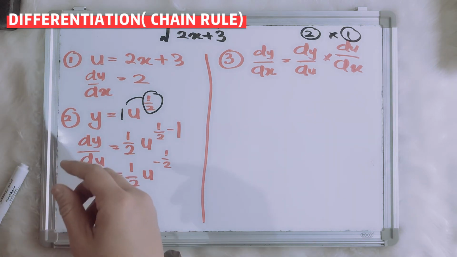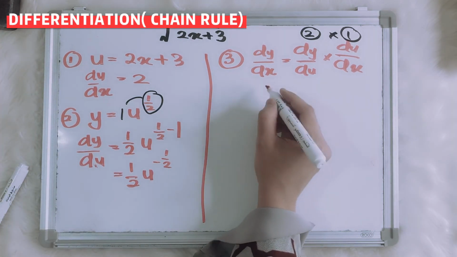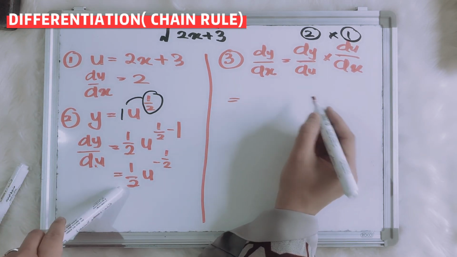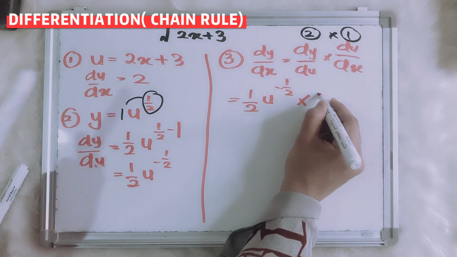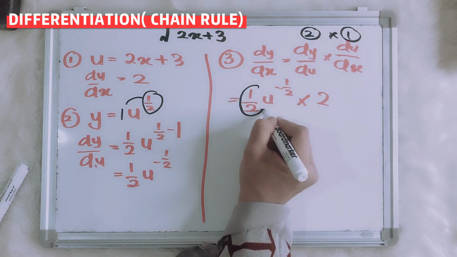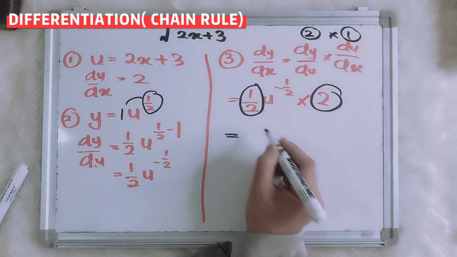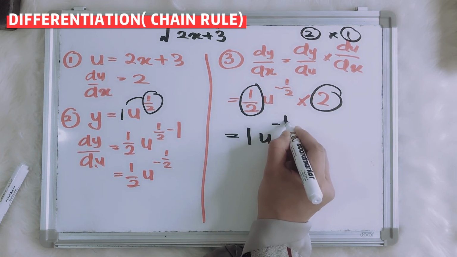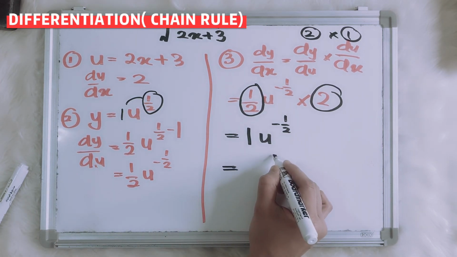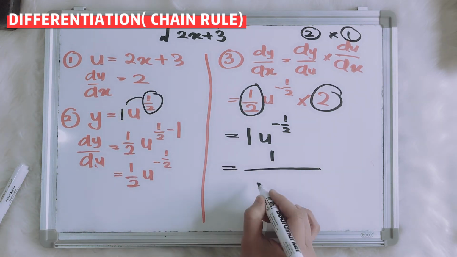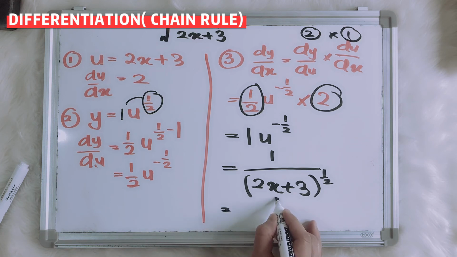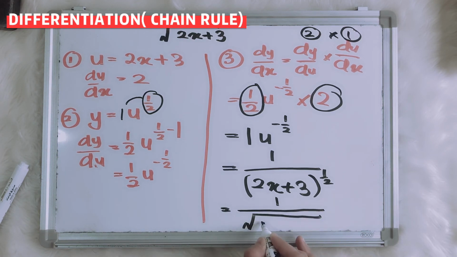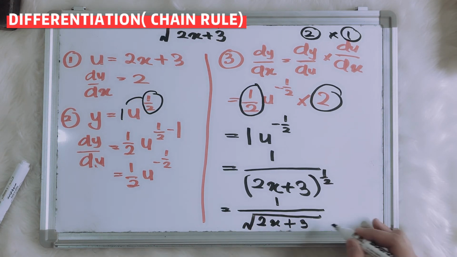This is the second step multiplied with the first step. So your dy over du, 1/2 u to the power of negative 1/2, you multiply with 2. Basically you have to focus on the number here, so 1/2 times 2 is 1, giving 1 times u to the power of negative 1/2. That means 1 over u to the power of 1/2, where u is 2x plus 3. So you can also write it as 1 over the square root of 2x plus 3.